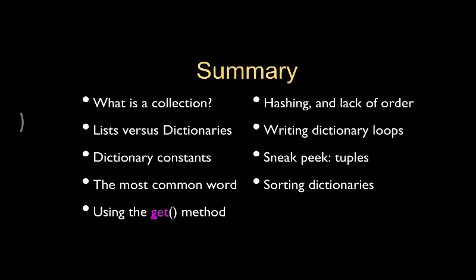So this is the summary of the different concepts in dictionaries. What we have learned: a dictionary is a type of collection. What is a collection? Lists versus dictionaries, dictionary constants, the most common word, and using the get method. What we can do using the get method, hashing and lack of order, writing dictionary loops, a sneak peek at tuples, and sorting dictionaries. Thank you.